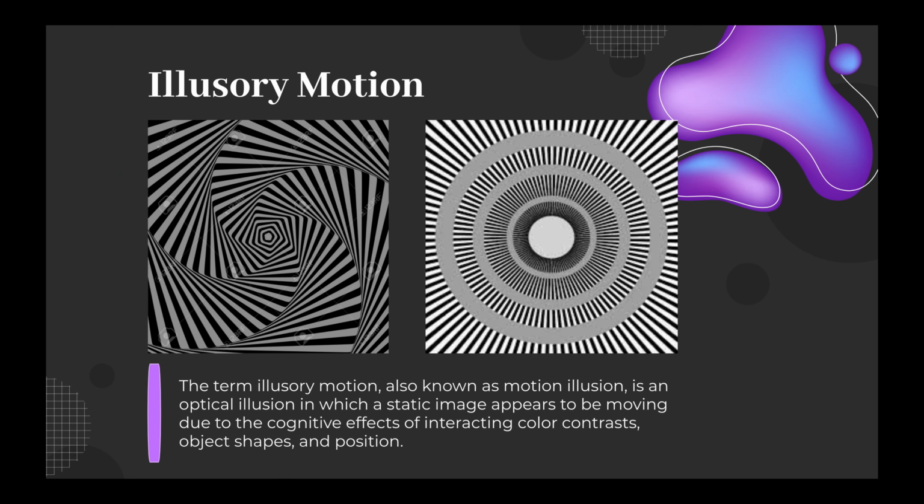The visual effect is designed based on the illusory motion concept. The term illusory motion, known as the motion illusion, is an optical illusion in which a static image appears to be moving due to the cognitive effect of interactive color contrast, objective shape, and position.